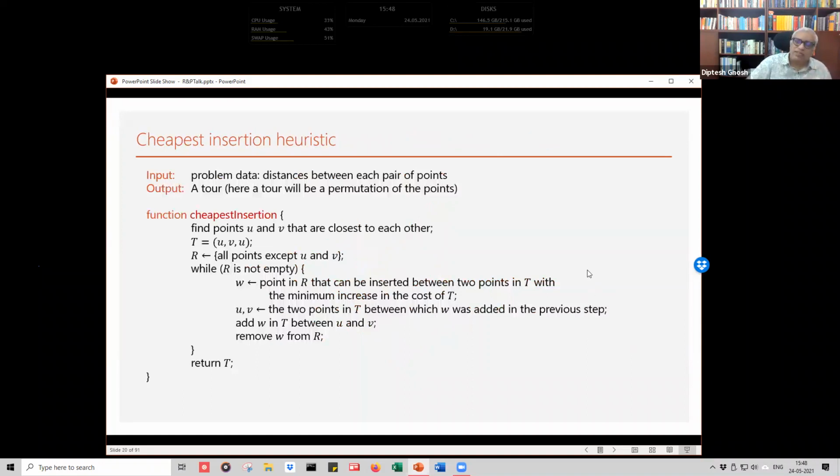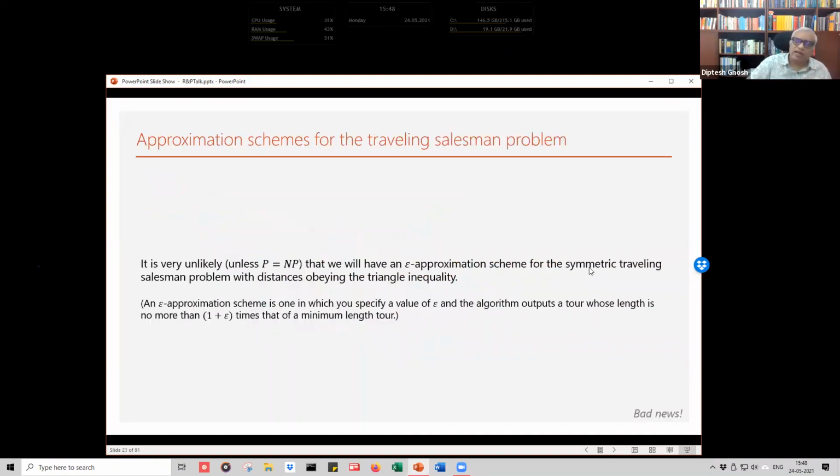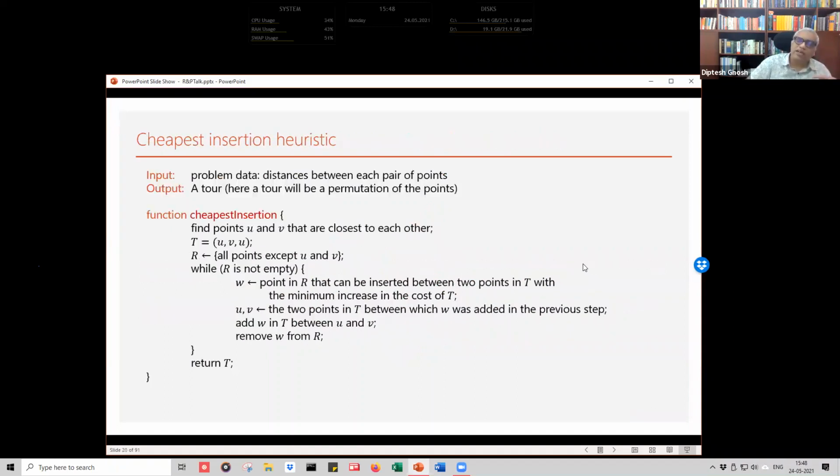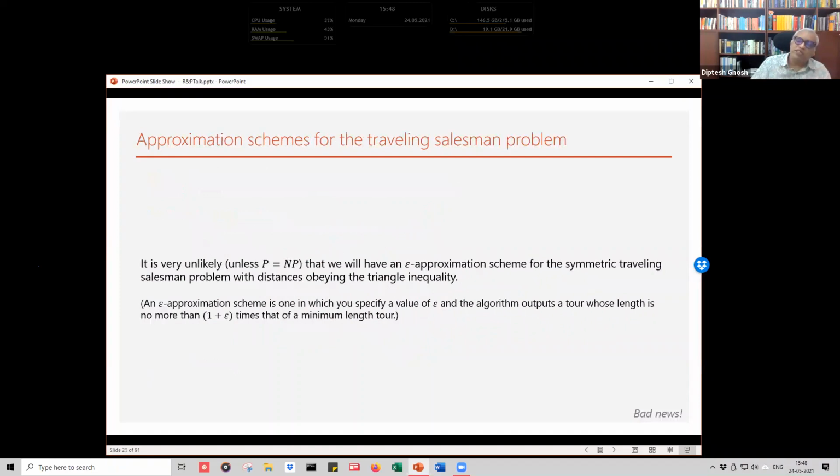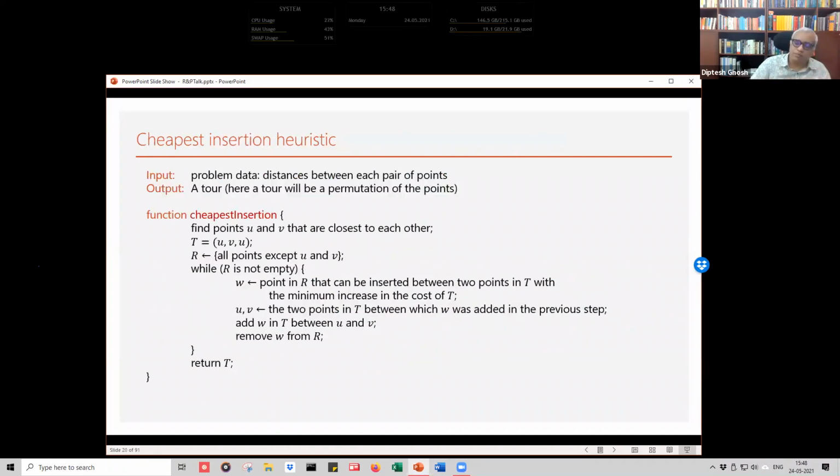Now take a look at these heuristics, and then with these heuristics, you would also see that the way you compute these heuristics is much faster than solving the optimal solution, the traveling salesman problem to optimality.